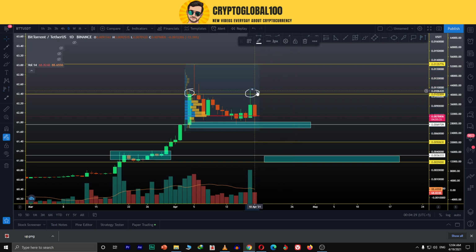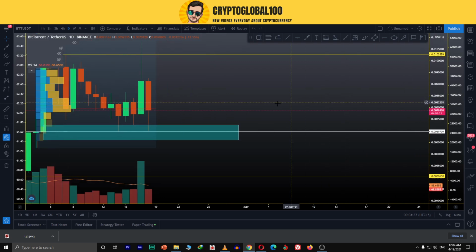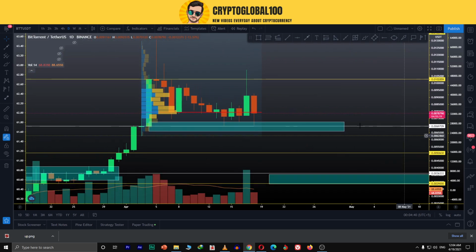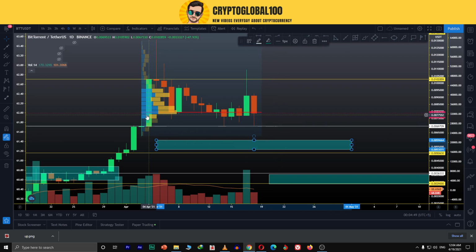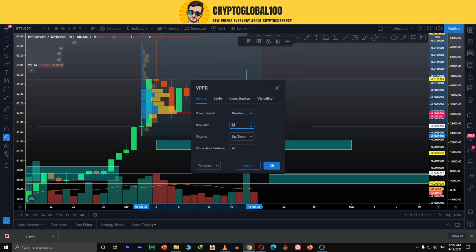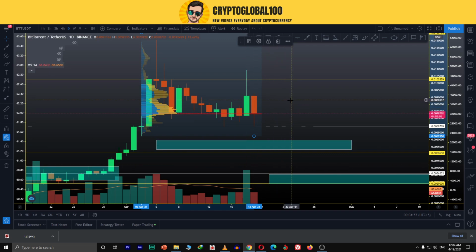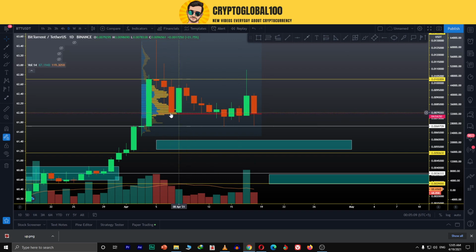Now what's that? Let me show you guys. This is the volume profile indicator. Let me clear it. You see a lot of volume at this region. For the time being, let me draw this level. You see the volume after breaking this area. You see the red line here. This is the main volume area.